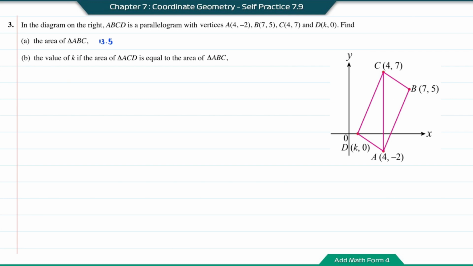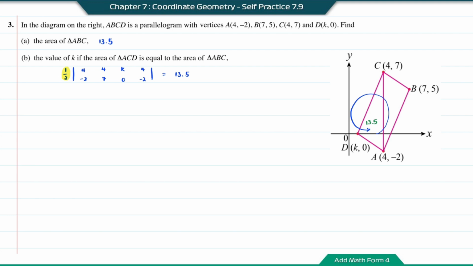Question B. Find the value of K if the area of the triangle ACD is equal to the area of the triangle ABC. So here the area will be equal to 13.5. So using the shoelace formula, we're going to find the value of K. So here we're going to arrange the coordinates anti-clockwise. Start with the coordinates A. So 1 over 2, 4, -2, followed by 4, 7, K, 0, and end with the first coordinate. This is equal to 13.5.